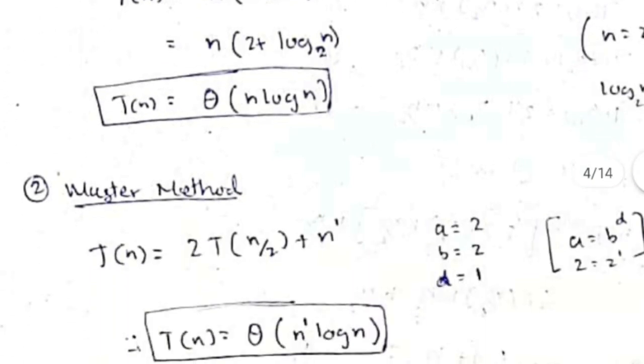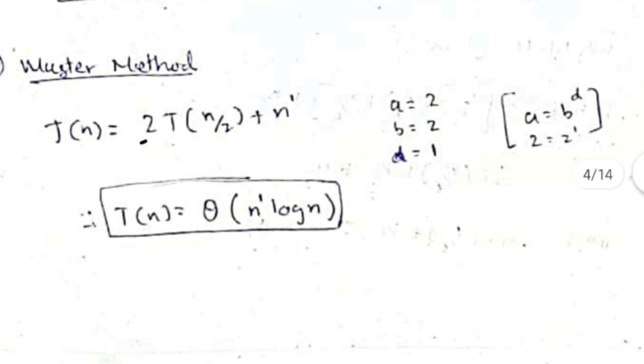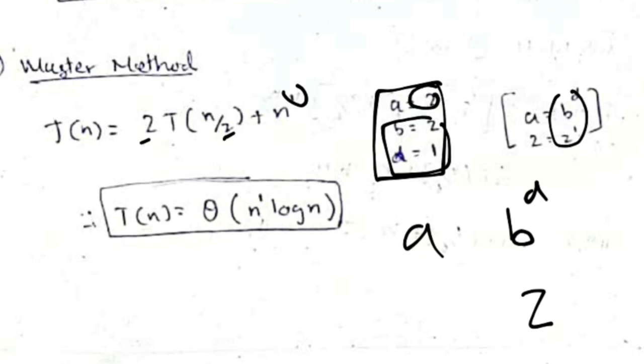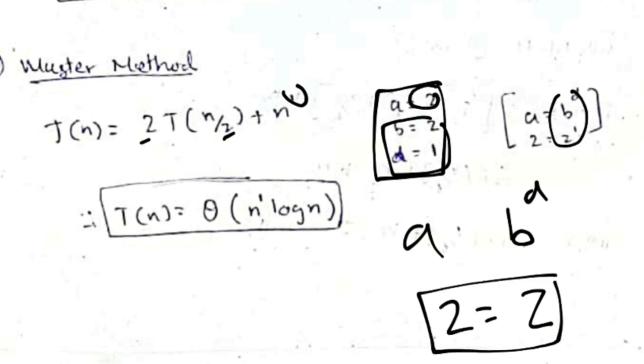Now see by master's method how easy it is. See, what's the value of a here? 2. What's the value of b? 2. And n power d is n power 1, which means d is 1. When we get a, b and d, what we have to compare is whether a is less than, equal to, or greater than b power d. b power d means 2 power 1, so it will be 2. What is a? a is given to be 2. So a is equal to b power d.